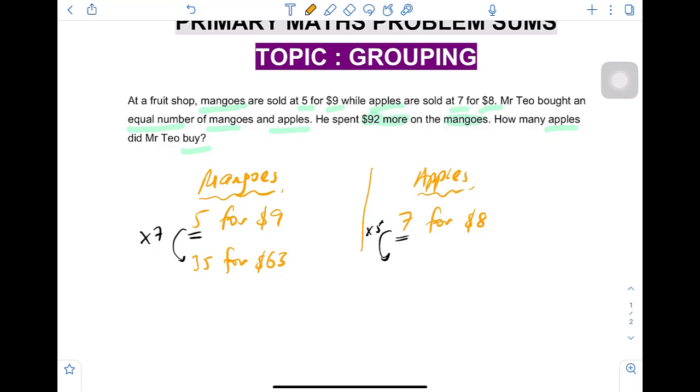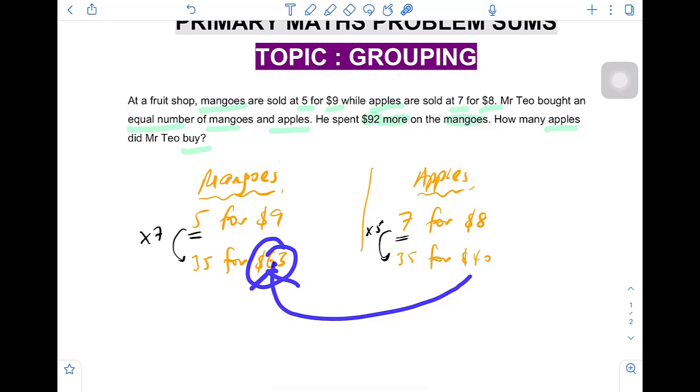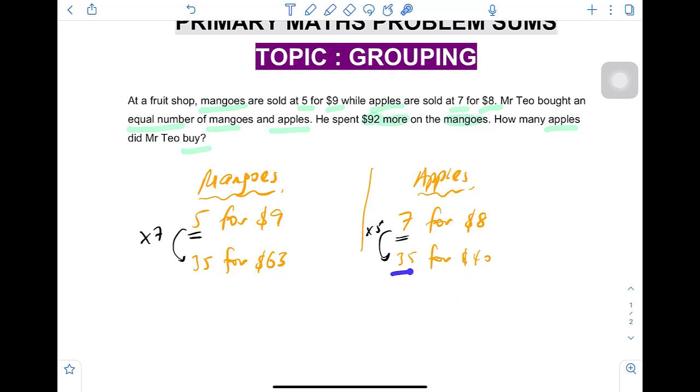Alright, so we go to the apples. 7 times 5, that is 35 apples for $8 times 5, that will be $40. So as you can see, the mangoes are actually more expensive when you buy the same numbers. Okay, not mangoes cheaper, mangoes more expensive. More by $23 for that same 35 items.